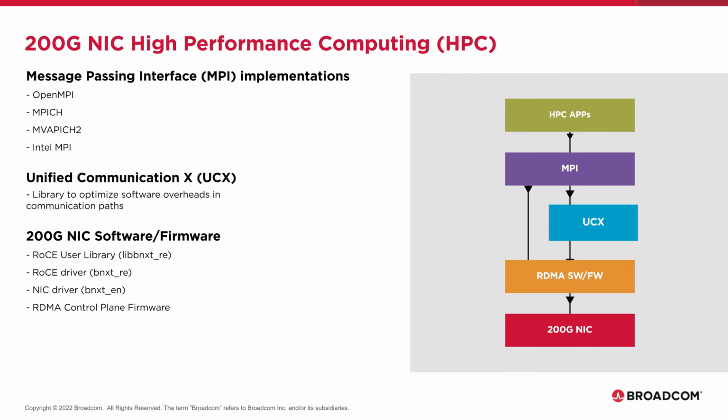MPI implementations can make use of the Unified Communication X framework, referred to as UCX, which is a library for optimizing and achieving low-level software overheads in a communication path. Broadcom's NIC and RoCE software stack can be used for HPC applications that utilize MPI and UCX libraries on Ethernet-based clusters.